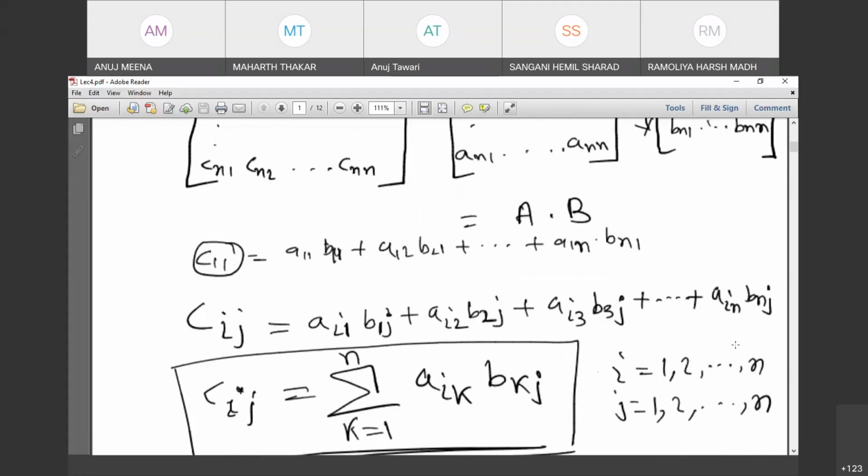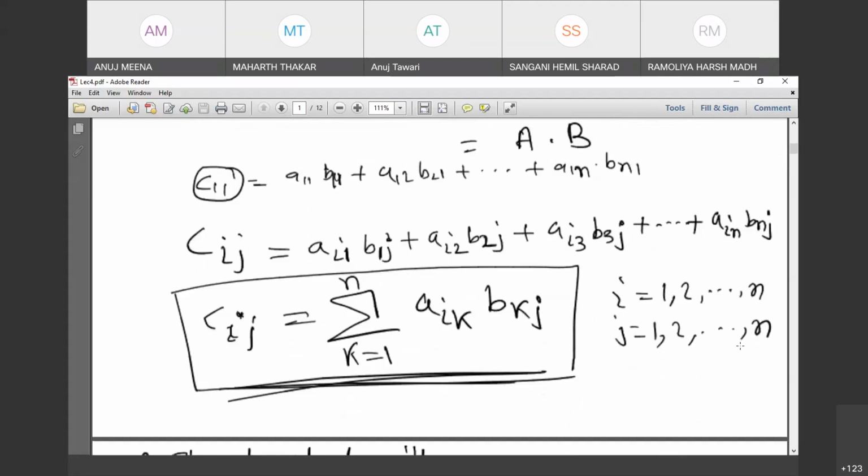So this is a fairly straightforward algorithm. And how much time does it take? There are n additions happening for each entry, and there are n square entries. So the running time is n cubed.